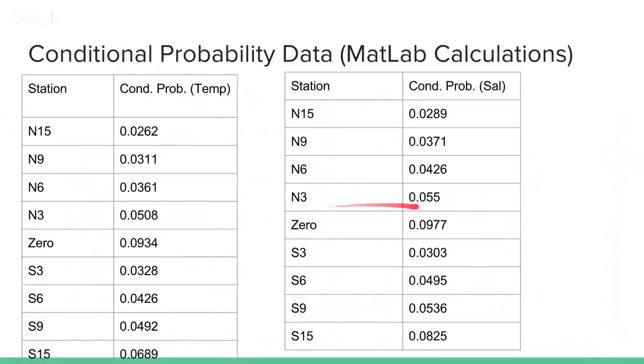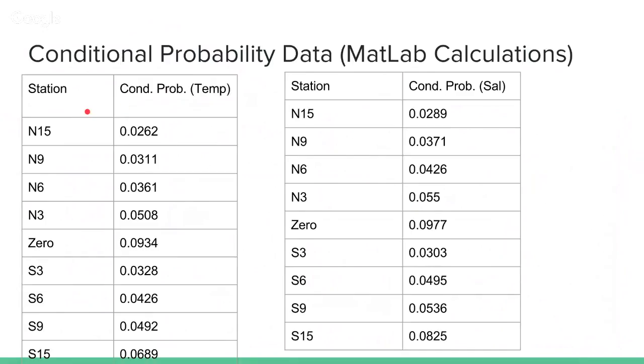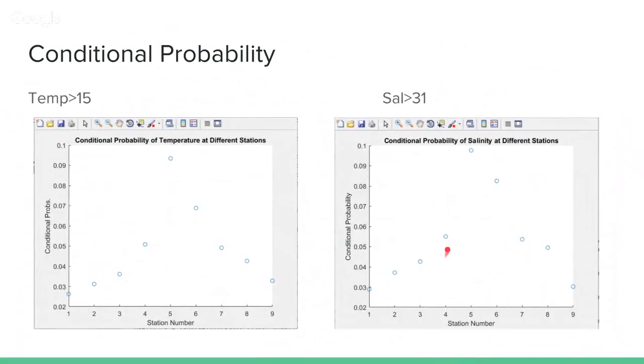Okay, this slide shows all the conditional probabilities for both temperature and salinity. What you're going to see in the next slide is that these numbers support our initial assumption of why recreating at the north would be the safest option between all the stations. All right, so here what we did was graph our calculations on a conditional probability graph.